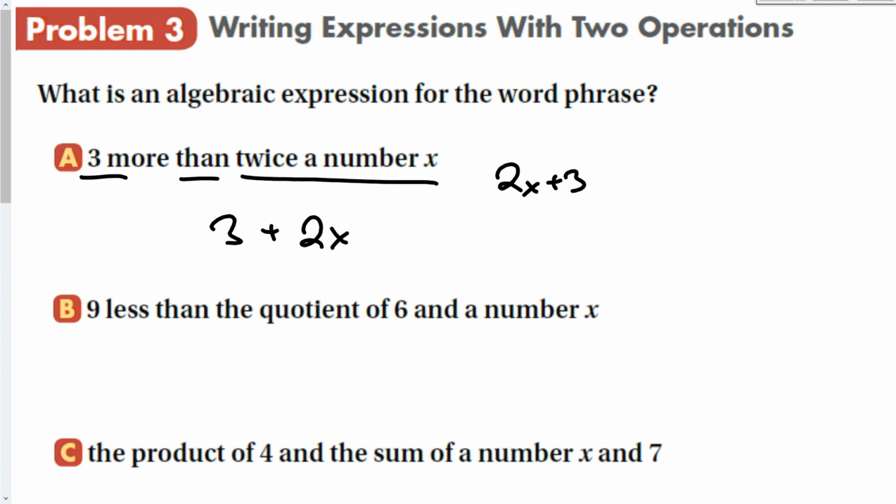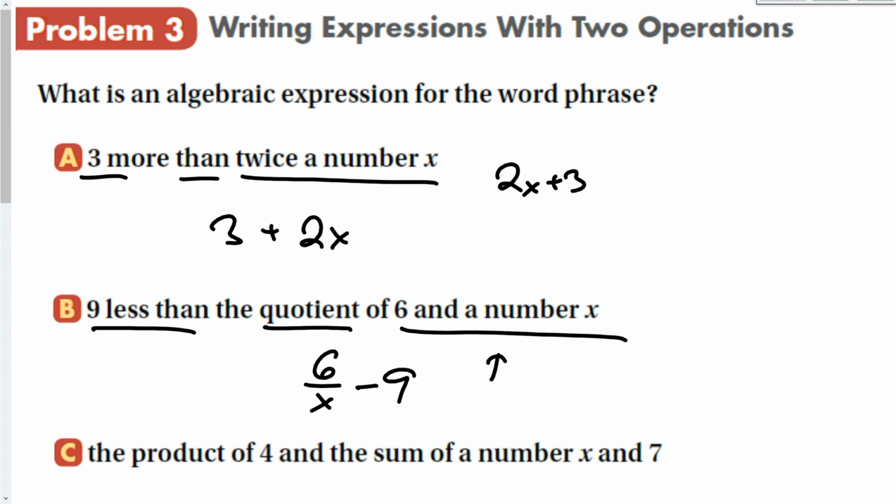9 less than the quotient of 6 and a number x. Now, when we're talking about subtraction, order is very important, and we can't just switch them up either way. So 9 less than means that we're going to subtract something from the quotient of 6 and a number x. So we're going to start with my quotient, which is going to be 6 over x, and I want to get 9 less than that. So there's my expression.